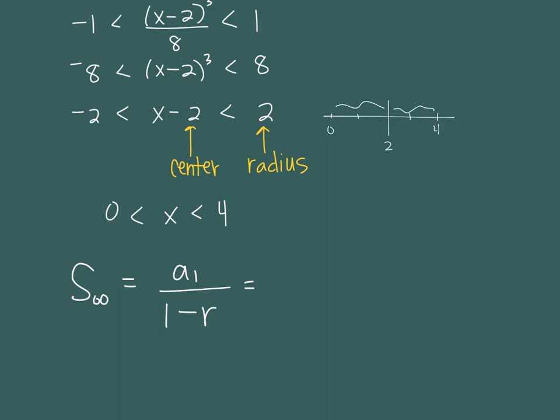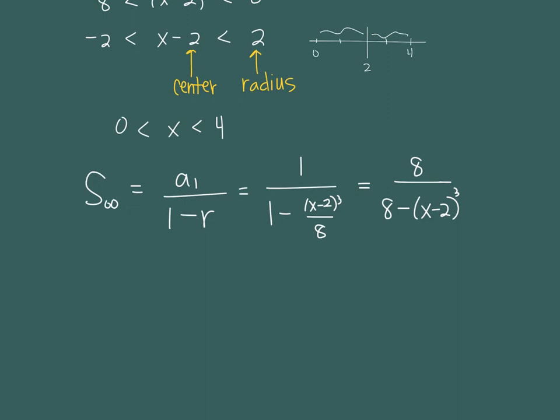Okay, the first term of this is 1. What is the multiplier here? Yeah, (x minus 2) cubed over 8. So I'm going to clean that up by multiplying everything by 8 because I don't like the way it looks like that. So I'm going to say it's 8 over 8 minus (x minus 2) cubed. So this power series will converge to that. In other words, that expression right there would be the summation of the power series because it was geometric. Only works if it's geometric.